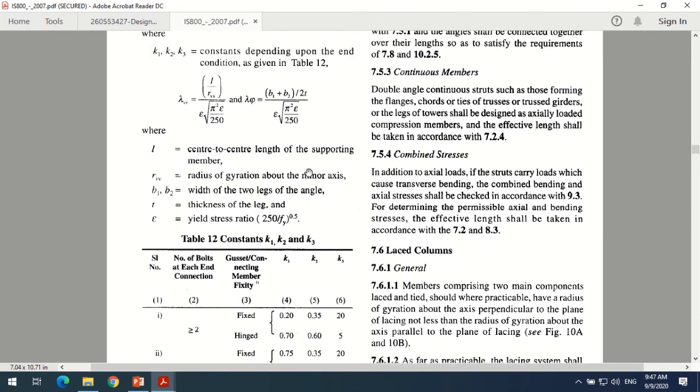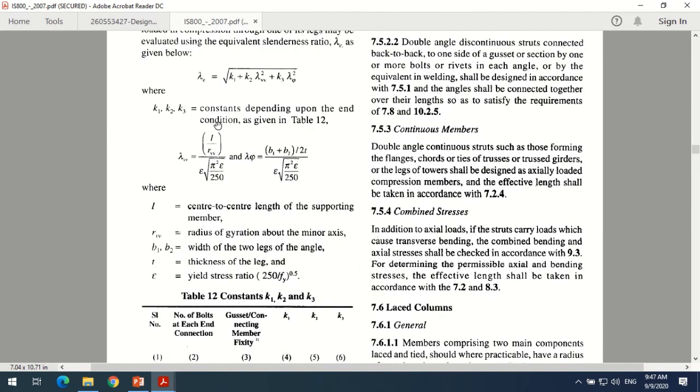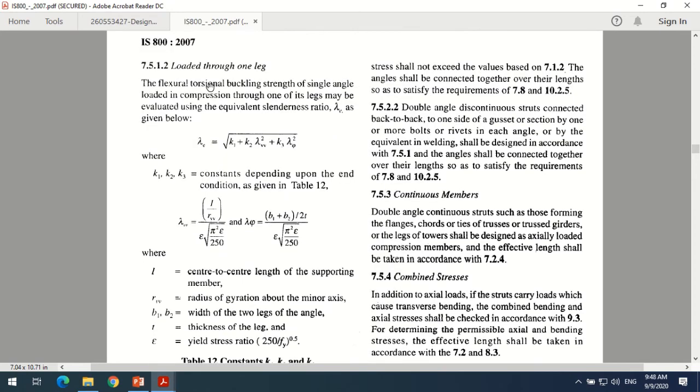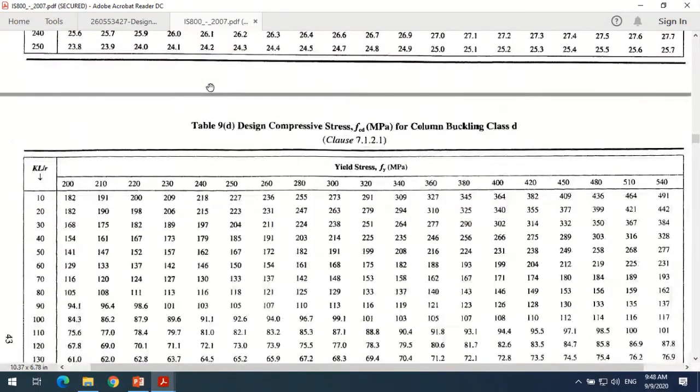Once you have k1, k2, k3, lambda vv and lambda phi depend on member properties. The center to center length of the member will be known to us because the truss layout will be provided, or the member length will be mentioned. That will be the center to center length, and rvv is the property of the member which we can obtain from the steel table. b1, b2 are the sizes of the two legs. If you have an equal angle section, b1 and b2 will be the same, or else they will be different. t is again the thickness of the member. And make this correction, this is not epsilon, this is E, Young's modulus. On that basis you can find lambda vv and lambda phi, and then the equivalent slenderness ratio. This equivalent slenderness ratio has to be used for calculating the strength of the member, that is in this table we have here.